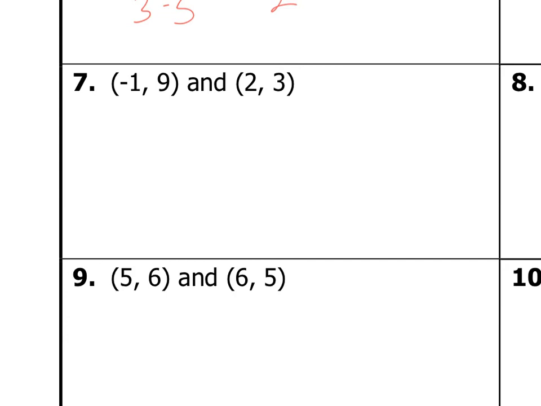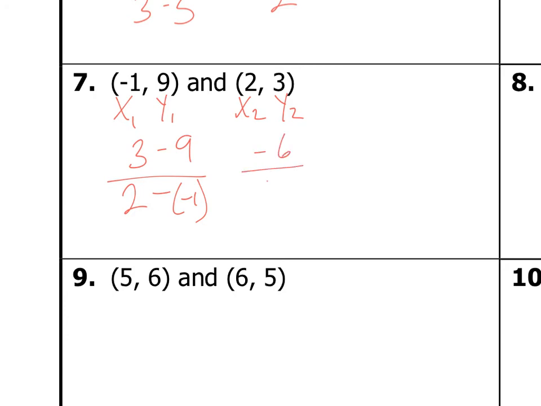All right, number 7. Again, here's x1 and y1, x2 and y2, so y2 minus y1 over x2 minus x1. Careful, double negative: 3 minus 9 is -6, and 2 minus -1 is just 3. Simplify this down to -2, and we're good.